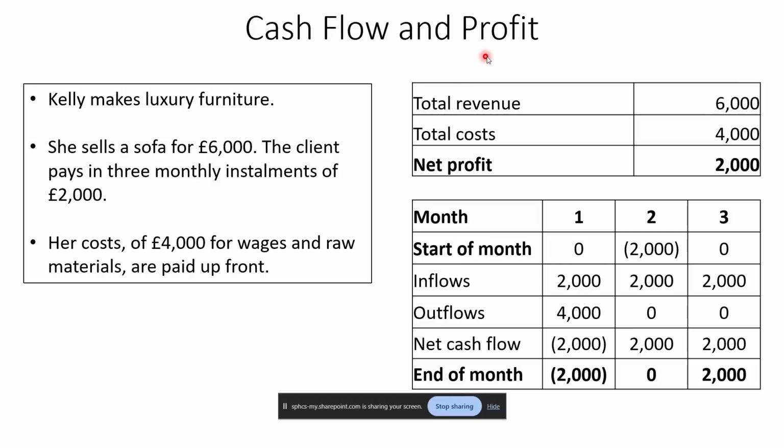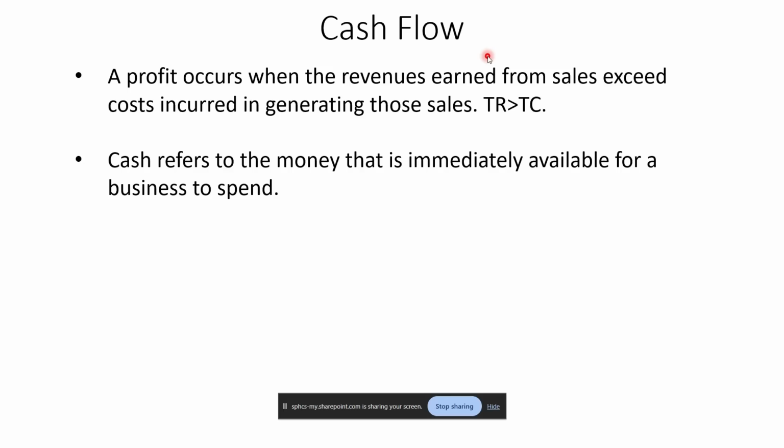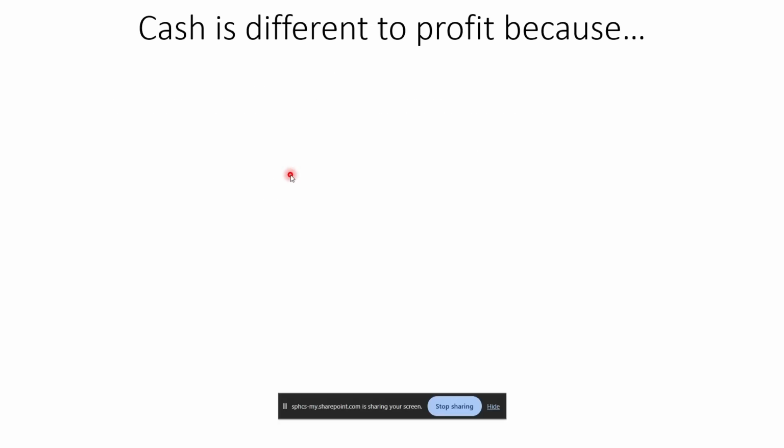So cash flow and profit are different. This is very difficult for people to understand. A profit occurs where total revenue is higher than total cost. We've mentioned that before. Cash is immediately available for the business to use. So there's a bunch of reasons why cash is different to profit.